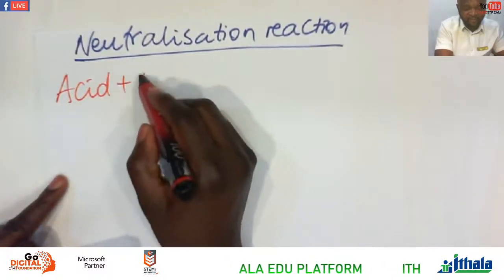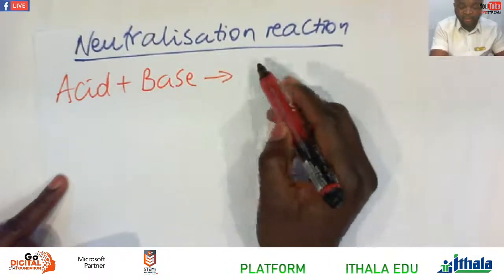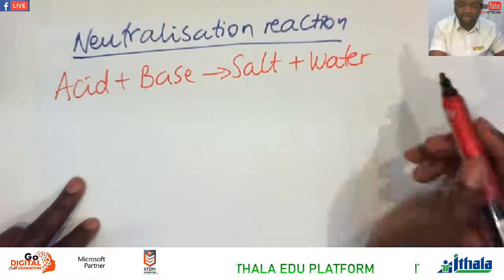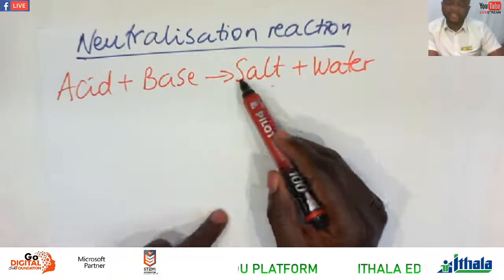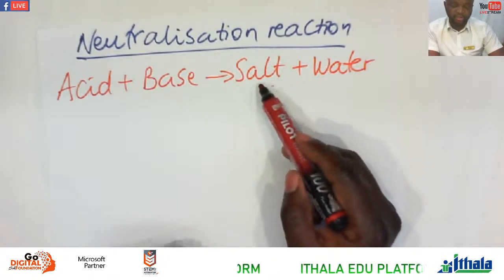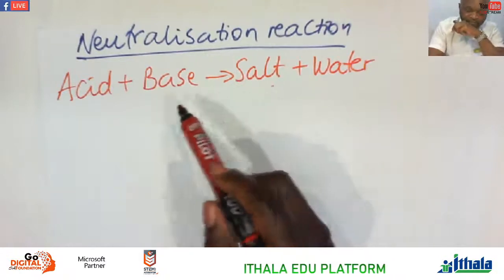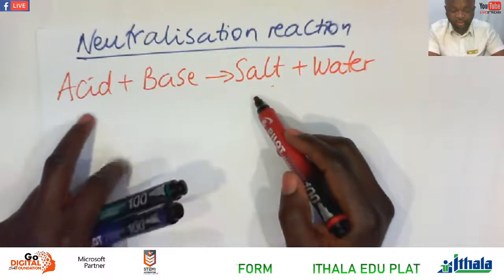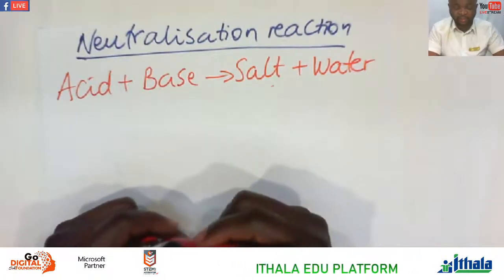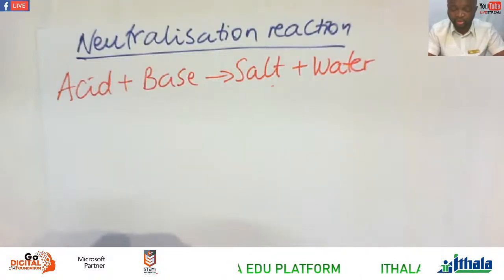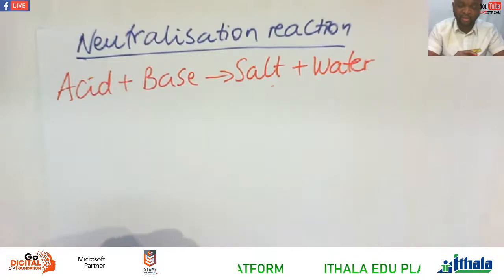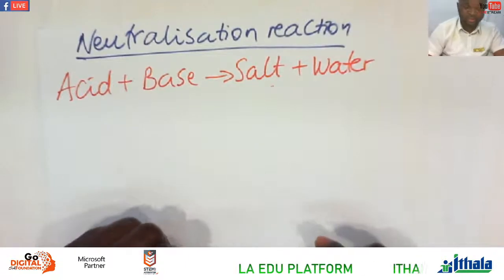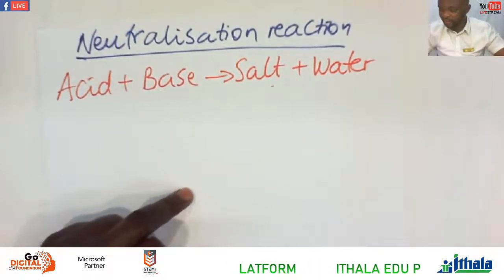When an acid reacts with a base, we always have salt and water. This salt has a positive ion and a negative ion. Those positive and negative ions come from the acid and the base. So the negative ion comes from the acid and the positive ion comes from the base. Remember, a base will release OH minus. That will make it become a positive ion, while an acid will release H plus. That will make it become a negative ion. So we have that one.